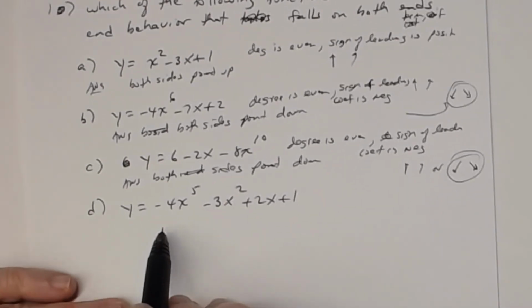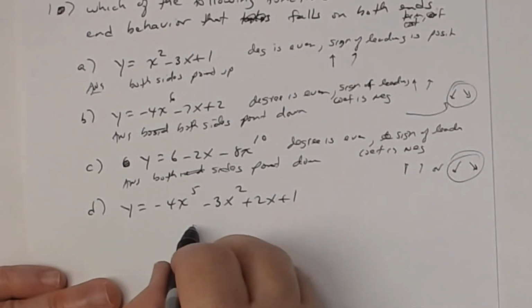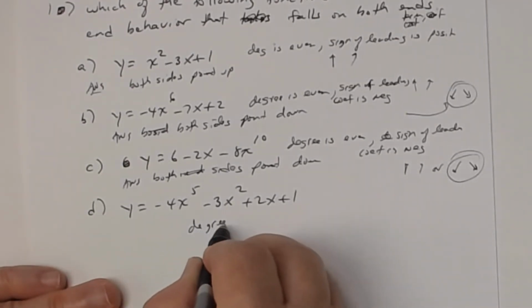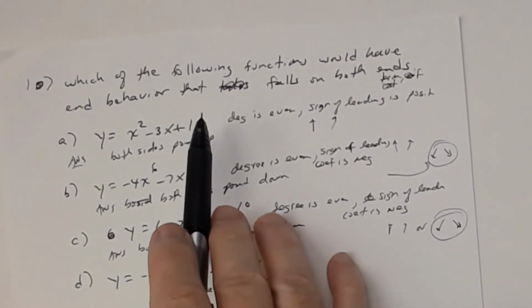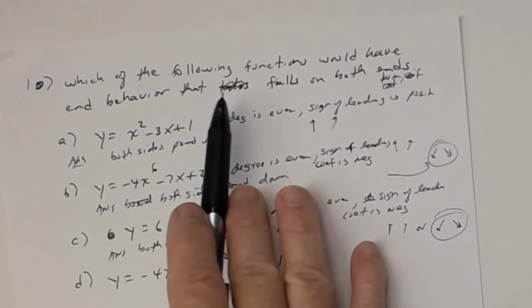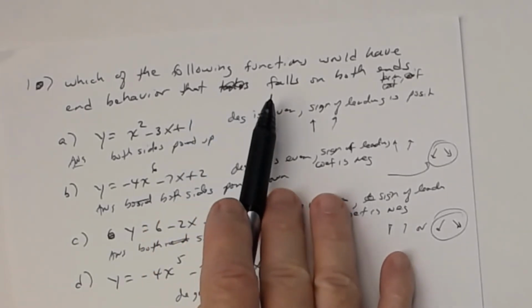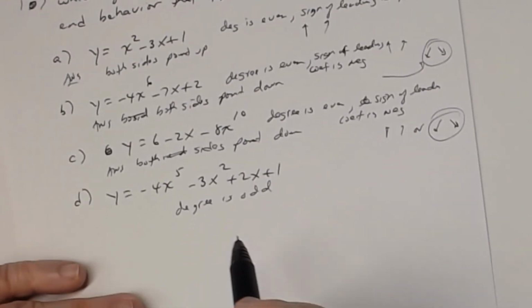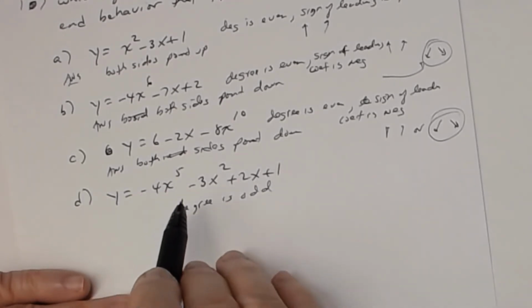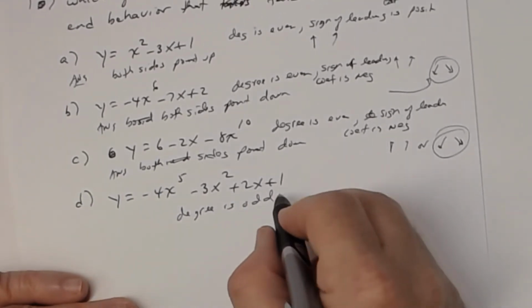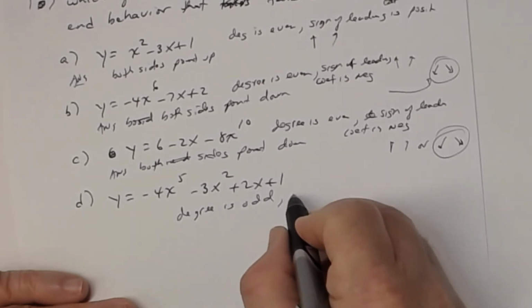Okay, over here, and let's get this one. So here, the degree is odd, right? The degree is odd. Now, the direction says which of the following has end behavior that falls on both ends. Well, obviously, you can eliminate this one, couldn't you? Because the degree is odd. If the degree is odd, the end behavior is in opposite directions.